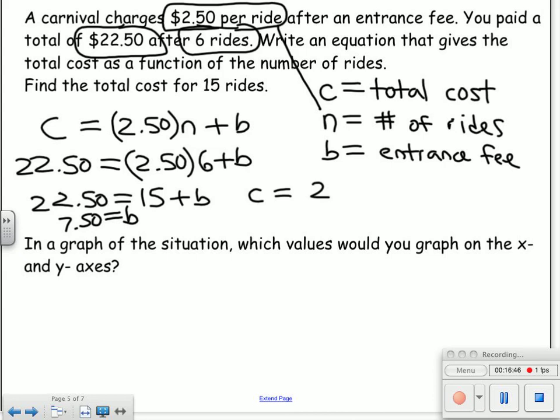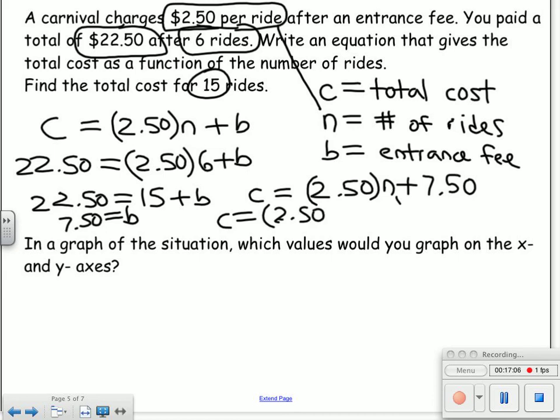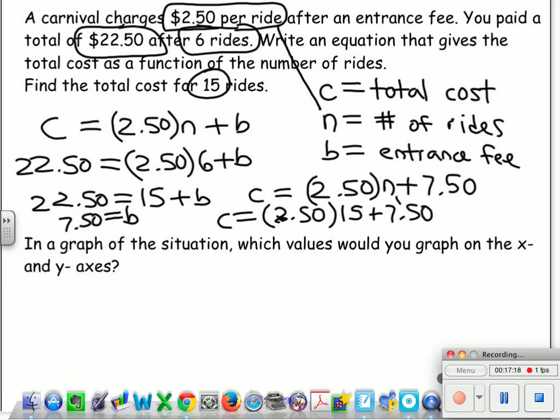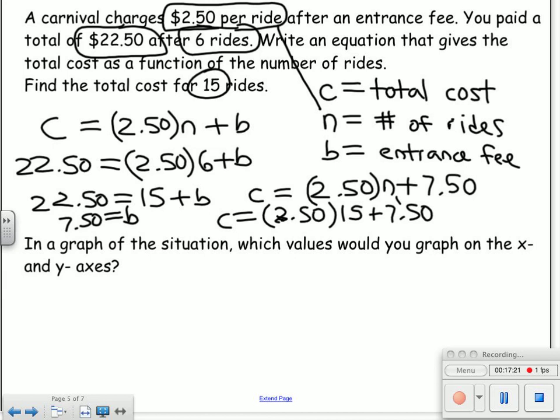So now I've got my equation. C is equal to $2.50 times N plus $7.50. Now I can solve this last part here, which is just to plug in the number 15 right there. So it's going to be C is equal to $2.50 times, fix that there, 15 plus $7.50.